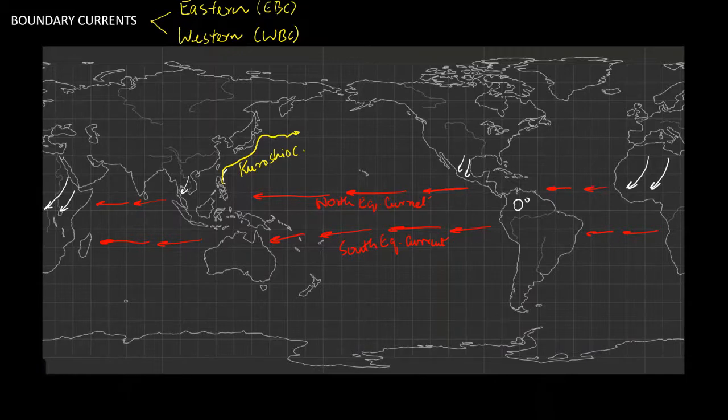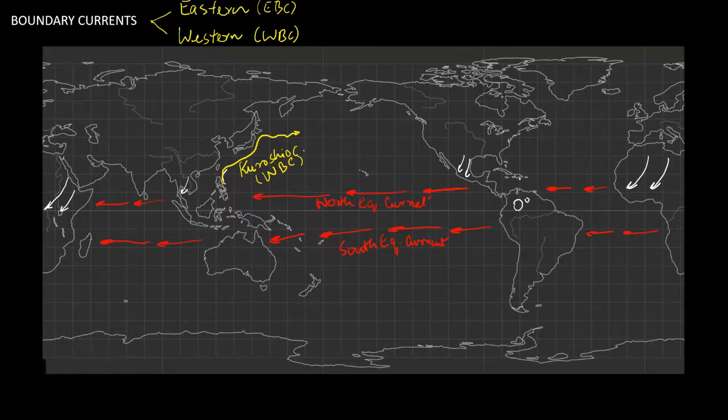An interesting fact for this current, the Kuroshio current, is that it goes along the western side of the North Pacific Ocean. So Kuroshio current is a type of western boundary current.